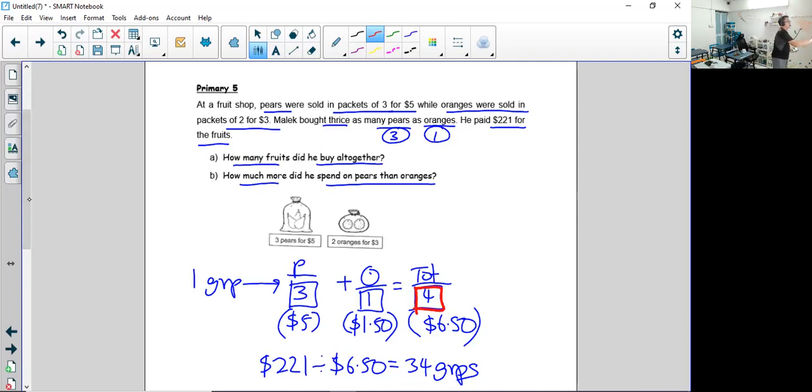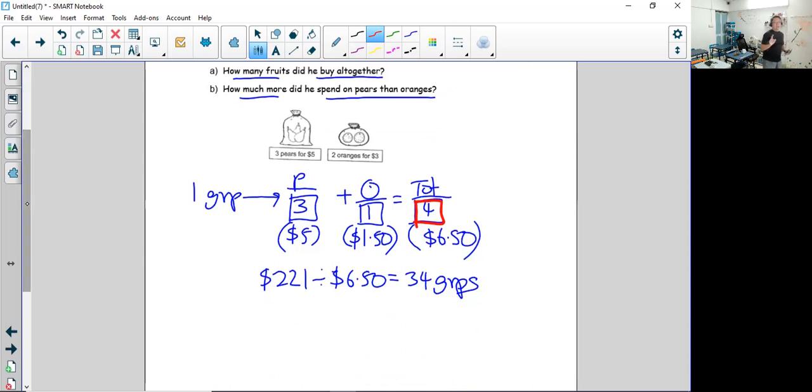So what do you do? You have to take 34 groups, and in one group there is a total of 4 fruits. So 34 times 4, and you will get how many? 34 times 4, there are altogether 136 fruits that he has bought. And that's your part A.